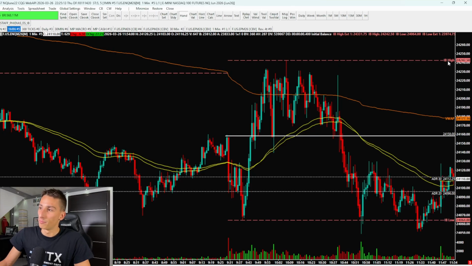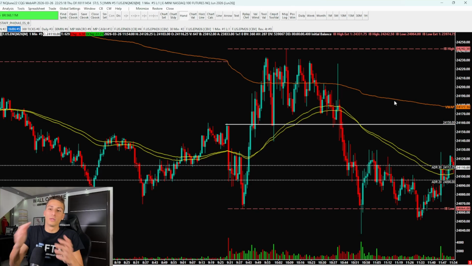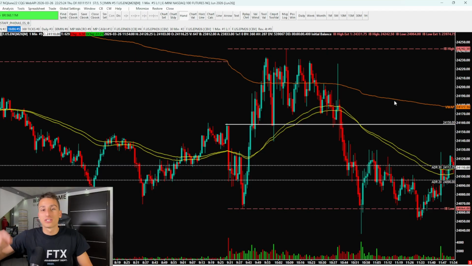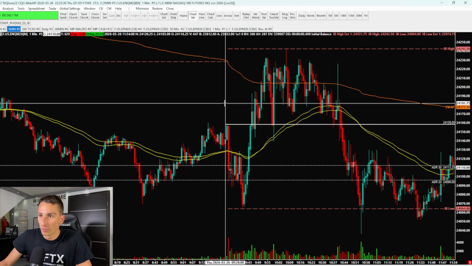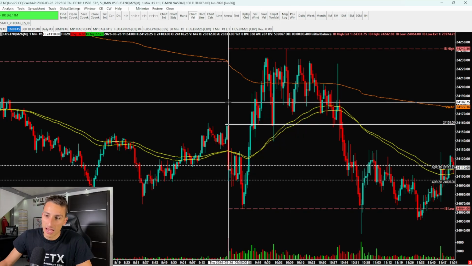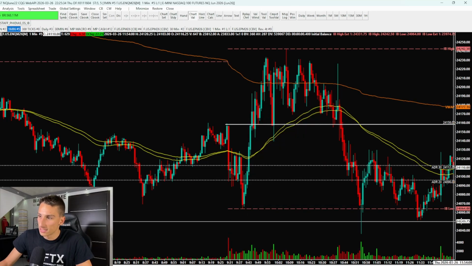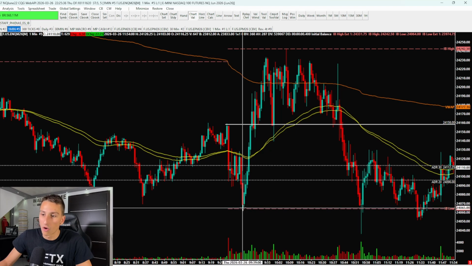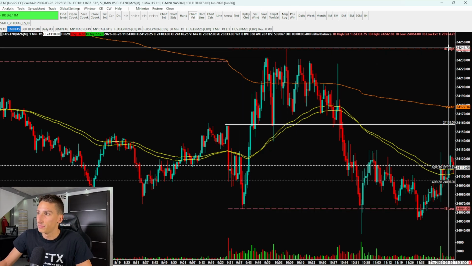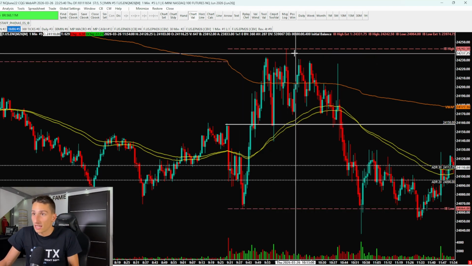This is the initial balance, so the IB high and IB low. That's what we call, as I just said, initial balance. This initial balance is the first hour after the open. So we just opened as usual at 9:30. This is the IB low, the low of the first hour, and the IB high is simply the high of the first hour.